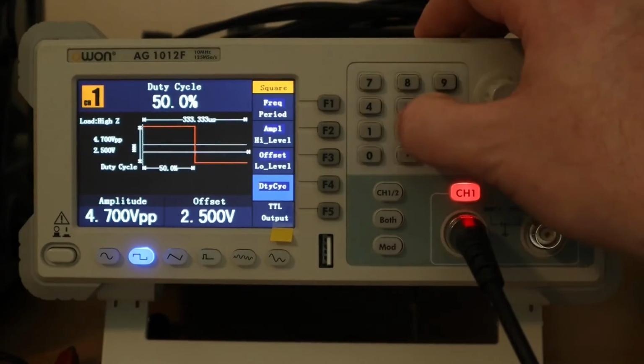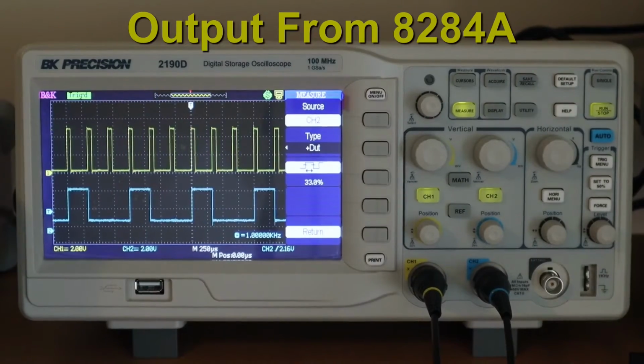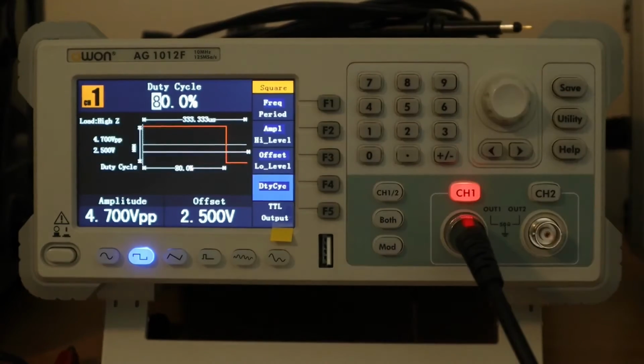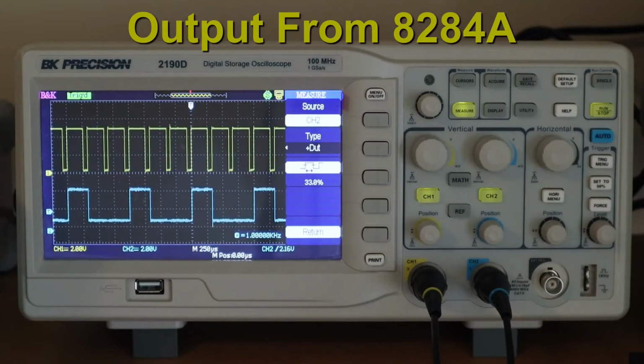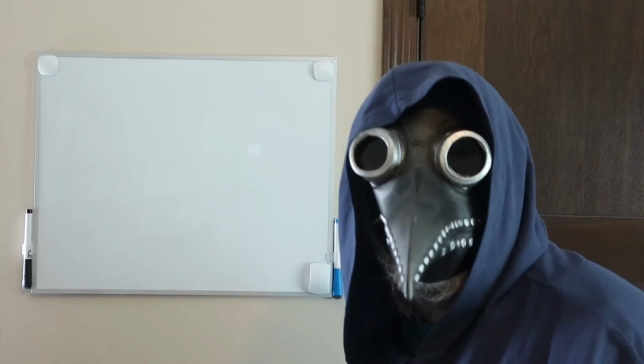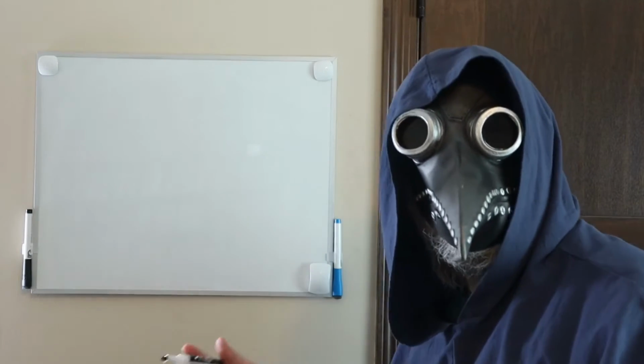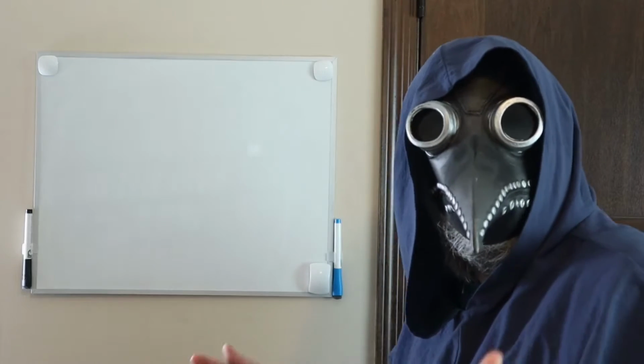Now let's try some different duty cycles on the input and see if it affects the output. I'll try 20% duty cycle, and the output looks fine. Now let's try 80% duty cycle, and notice that the output still remains at 33% duty cycle. Perfect. Now let's see if we can figure out how to do this without the 8284A.